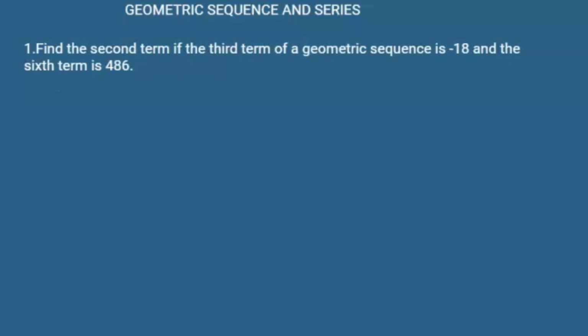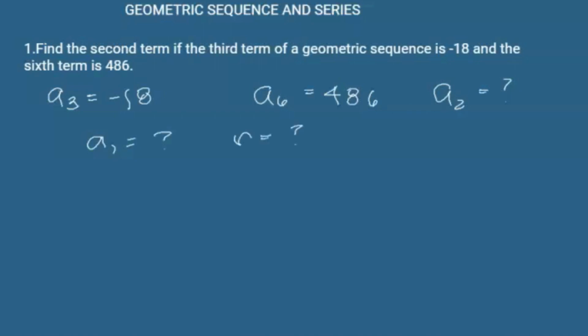So let's write the given. We have the third term, which is -18. We also have the sixth term, which is 486. And we're asked to find the second term. We don't know the first term and also the common ratio. We don't know that. So let's write this given from the formula that we know.